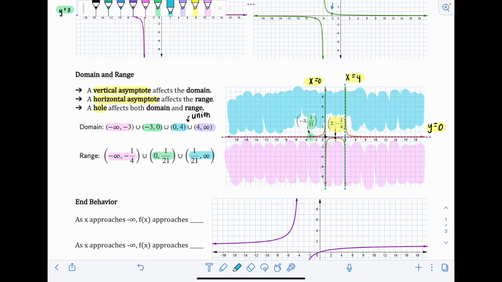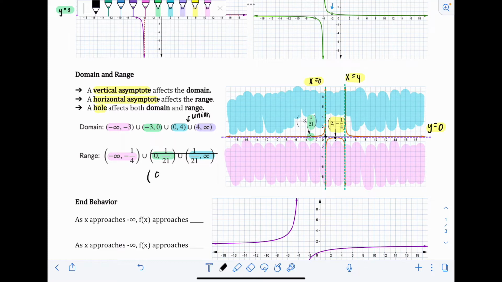Okay, so if that hole wasn't there, then after it we wouldn't have this here. It would just be from 0 up to infinity. But because the hole was there, we had to stop at the y coordinate of the hole, which is 1 over 21, and then continue again at it and go up to infinity.